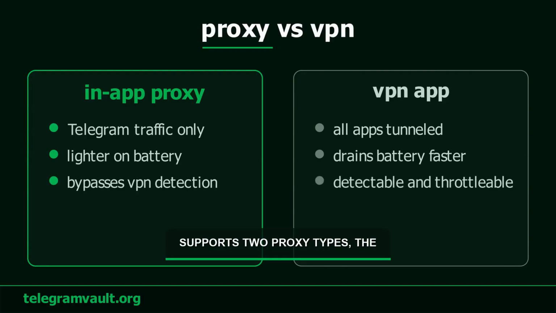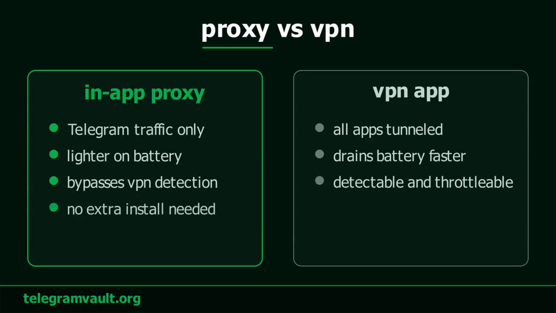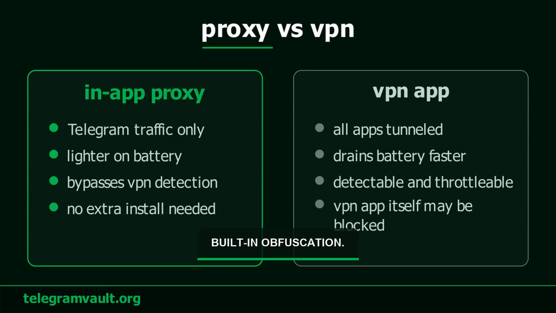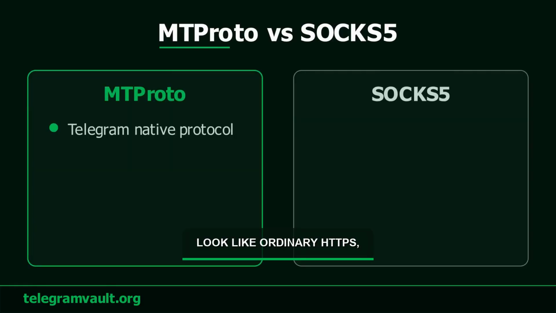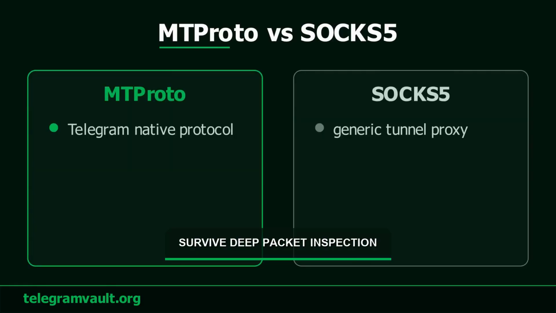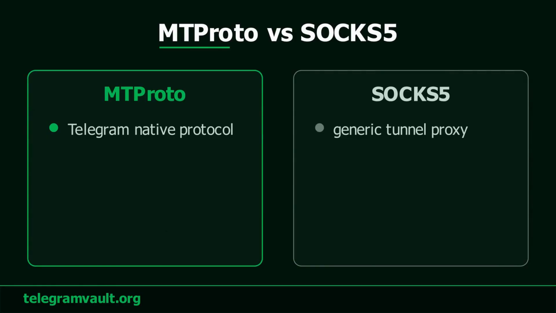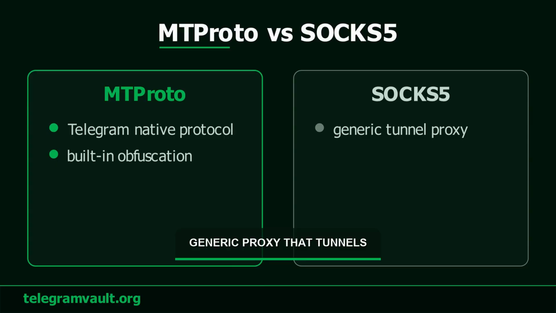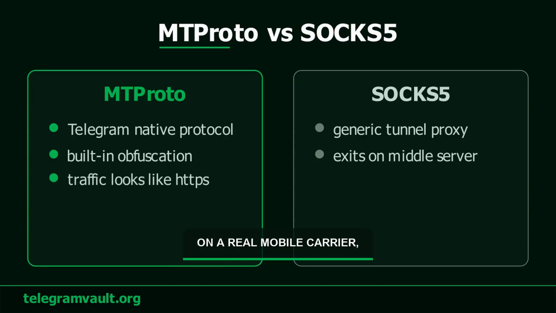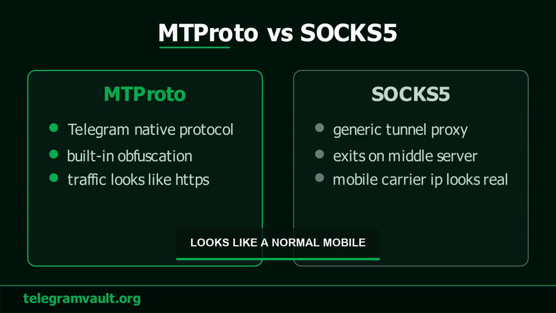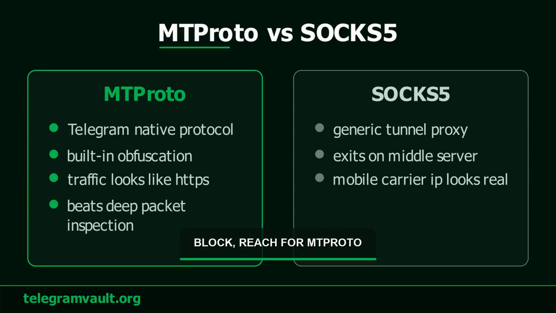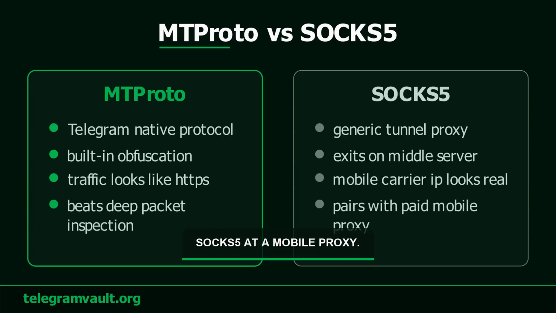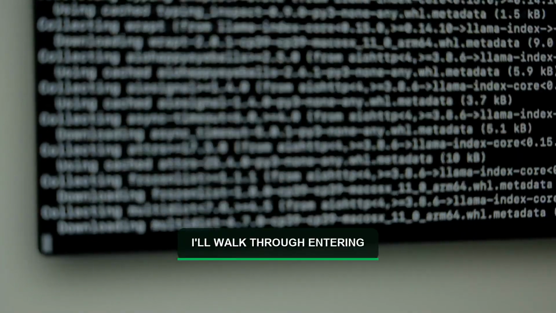Android Telegram supports two proxy types, the same two as everywhere: mtproto and SOCKS5. mtproto is Telegram's own protocol with built-in obfuscation. It wraps your traffic to look like ordinary HTTPS, which is what lets it survive deep packet inspection on aggressive networks. SOCKS5 is routed through a middle server, and it's strongest when that server is a real phone on a real mobile carrier, because then your exit IP looks like a normal mobile customer. To beat a country block, reach for mtproto first. To make your account appear on a clean Singapore mobile IP, point SOCKS5 at a mobile proxy. I'll walk through entering both.